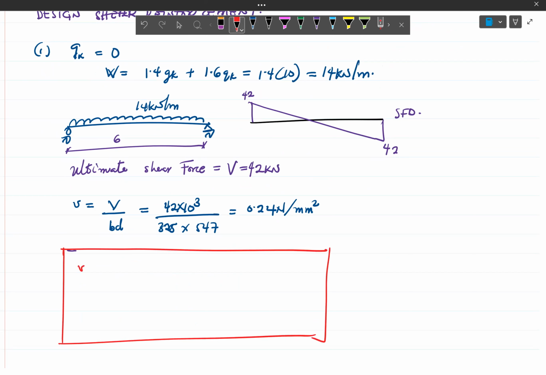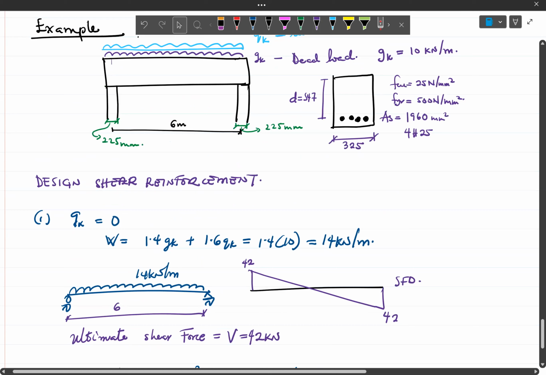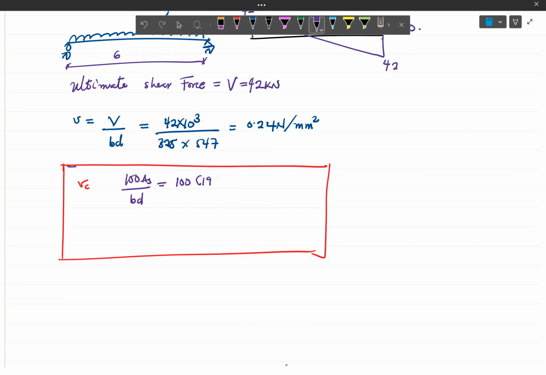Okay. We have to find the VC, which is the concrete shear stress. So to find VC, we need to first know our 100 AS over BD. We saw that the AS, which is the area of steel, was 1960. So 100 times 1960 divided by 325 times a D of 547. So this will give us 1.10. All right.